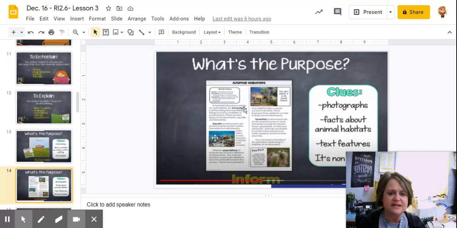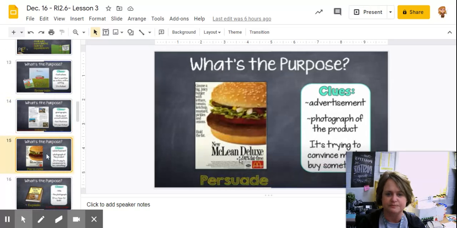What is the purpose of this? This is called Animal Habitats. There are photographs, facts about animal habitats. There's some text features that we see, and it's nonfiction. We say it is to inform us. Yes, we are going to get information.